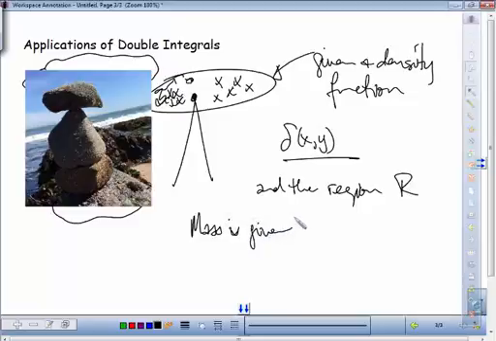You know the physics formulas. Mass is equal to density times length, or mass equals density times area, or mass equals density times volume, depending on what kind of density you're looking for. Here we're looking for a two-dimensional density based on x and y, so the mass is going to be the density times the area.